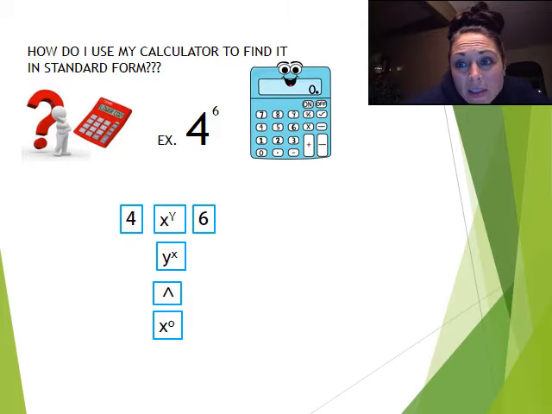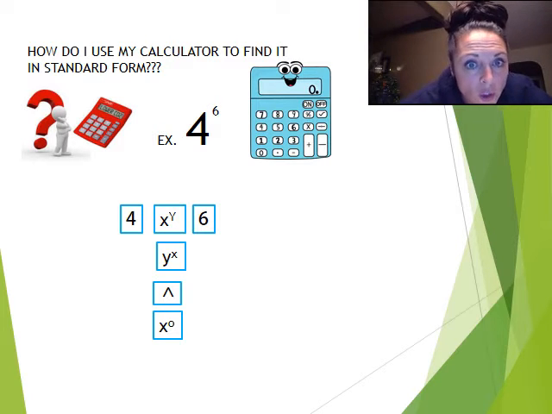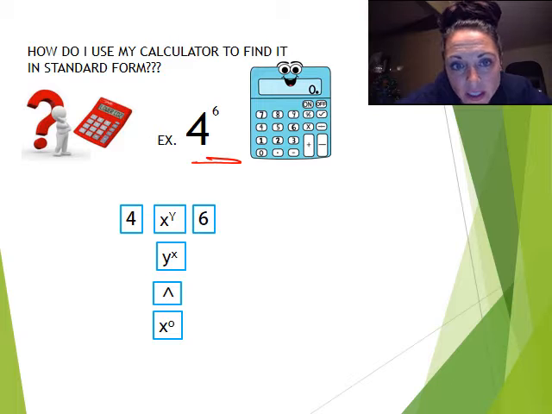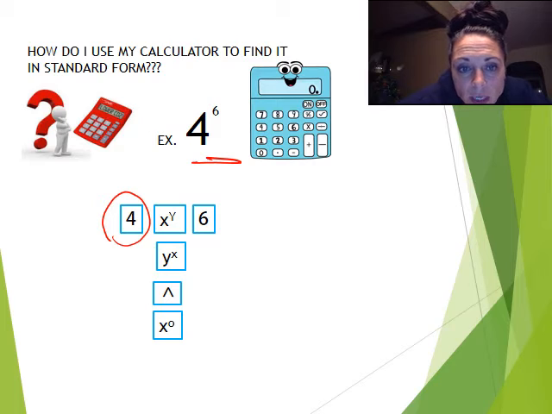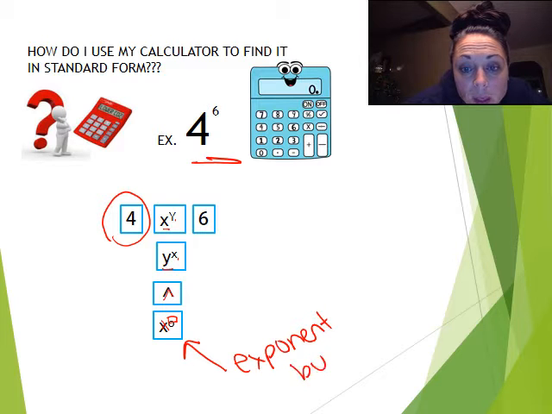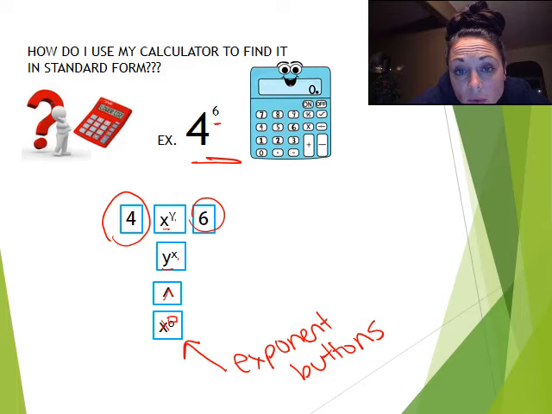When we move on to the next thing, okay, that's all fine and dandy, but how do I use my calculator? That is the question that everyone wants to be able to do. If I have the example of 4 to the power of 6, in my calculator I'm going to type in the number 4. Then the buttons on your calculator are going to look like an X with a little tiny Y, a Y with a little tiny X, a little arrow up key, or an X with a little box above it. These on your calculator are the exponent buttons. And then you hit the 6 for the power, and your calculator will give you the answer.